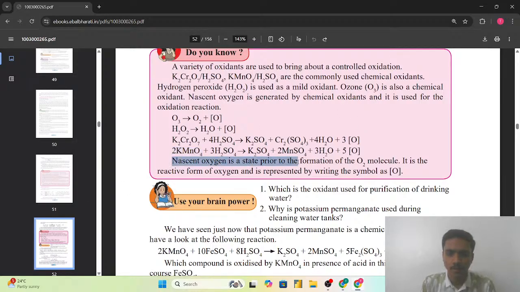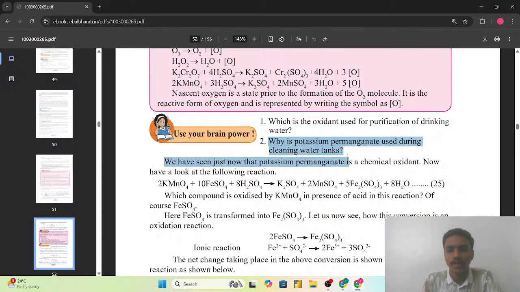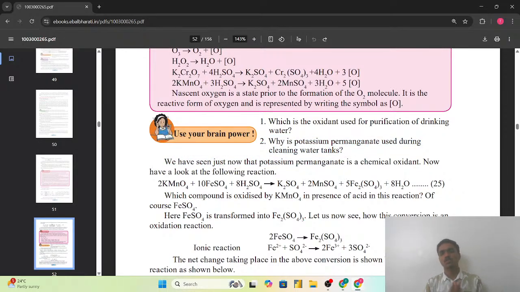Nascent oxygen is a state prior to the formation of O2 molecule. It is reactive oxygen and is represented by writing the symbol like this. That is only the part. Which is the oxidant used for the purification of drinking water? Why is potassium permanganate used during cleaning water tanks? These are the two questions. And about this also we have studied in the lower classes, and we are going to study about this in the remaining part also. तो चलिए देखते हैं.